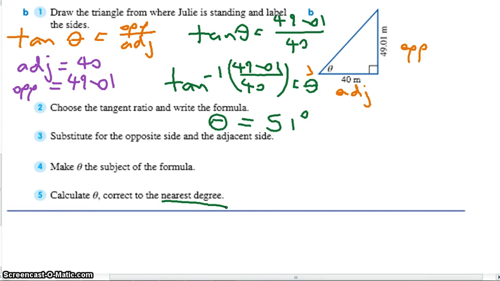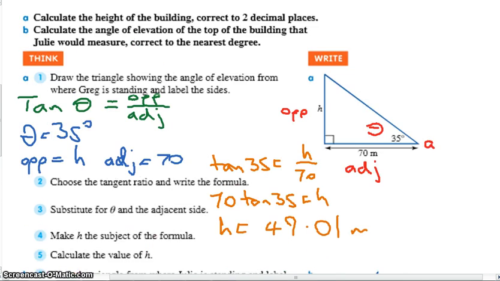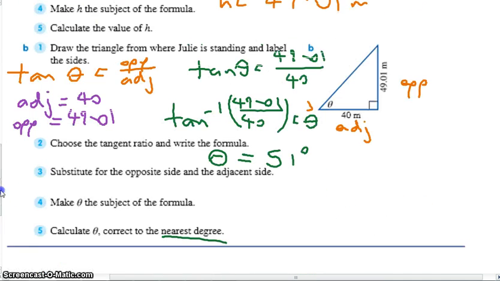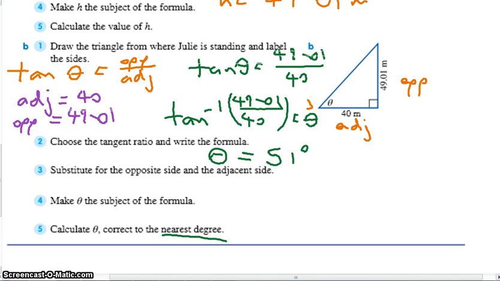I don't know how you made H the subject. In this particular case, in the first one, you've got H over 70. So how do we get rid of that? That's H divided by 70. So how do we undo a divided by? The times goes over there and we get 70. So I've times both sides by 70. So I end up with 70 tan 35. Everyone happy with that second part? Brilliant.